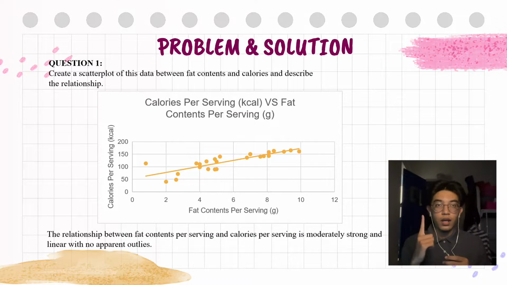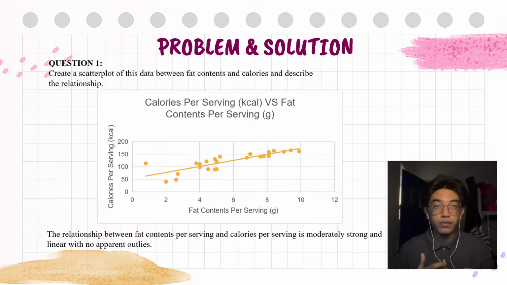Question 1 asks to create a scatter plot based on the fat content and calories and describe the relationship. Hence, the x-axis, fat content, can be described as the independent variable, while the y-axis, calories, can be described as the dependent variable. As fat content increases, the calories increase. So, the relationship between these variables is moderately strong and linear with no apparent outliers.